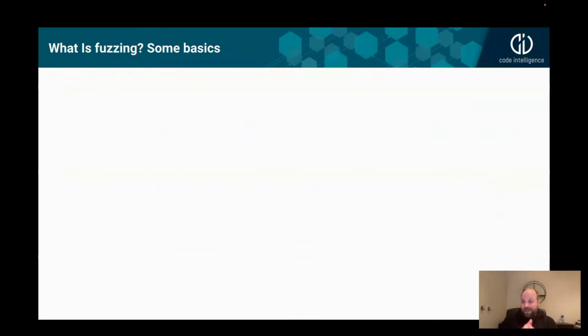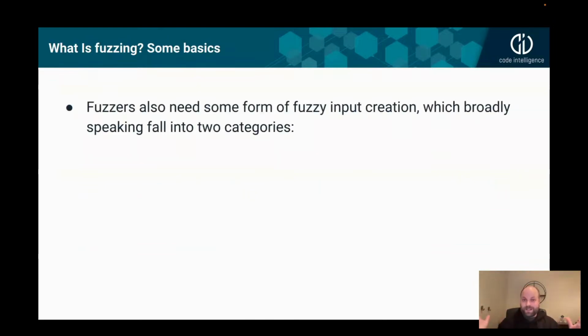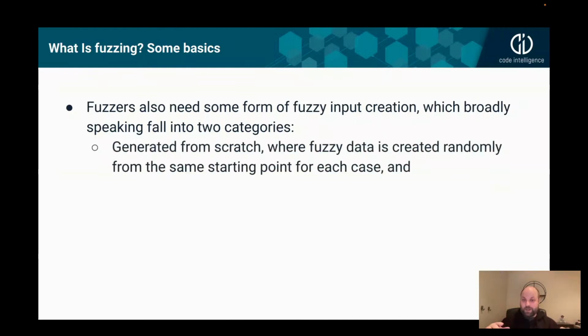So some basics. Let's get back to what is fuzzing. Fuzzers need some form of fuzzy input creation. There are broadly two ways that you can generate fuzzy data. You can generate fuzzy data from scratch. You say, give me a string, or give me a file, or give me some input from scratch. You just start from a basic seed or basic input, and you generate the inputs from nothing over and over again. So this is one approach.